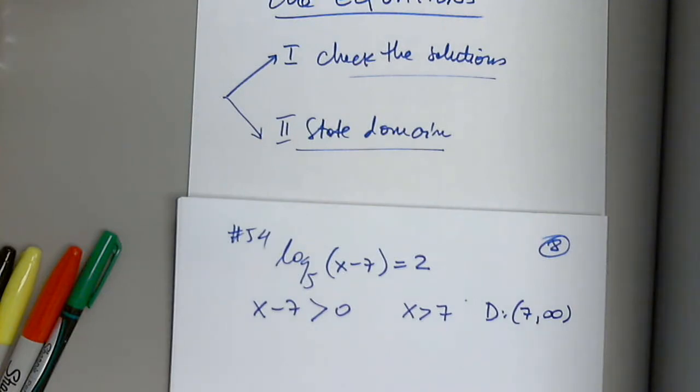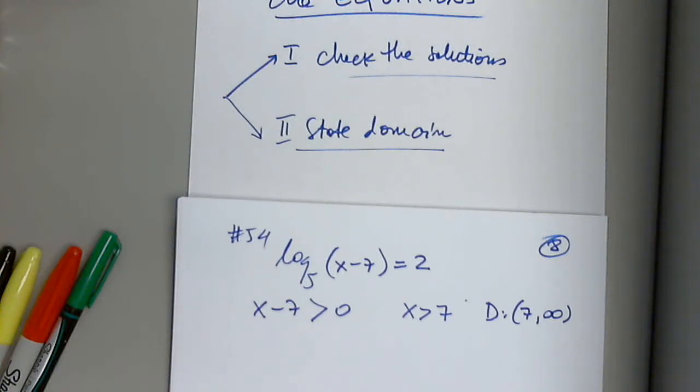So now I'm ready to solve the equation. What if I get the solution negative 3? What would you say? What if I get x equals 15? Correct. So once I have the domain, I am not obligated to go back and check. If you say I don't want to state the domain, fine, but you have to go back and check.